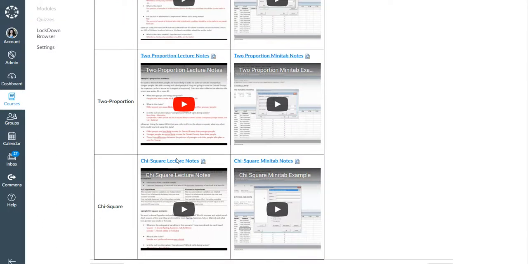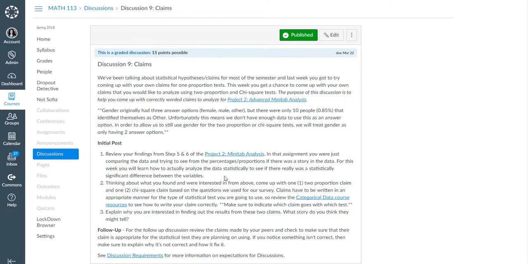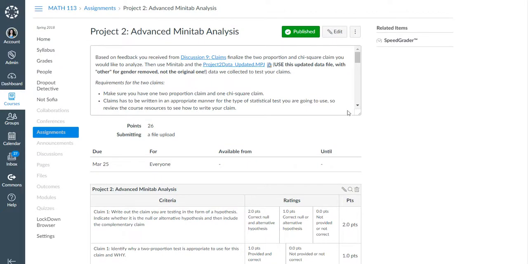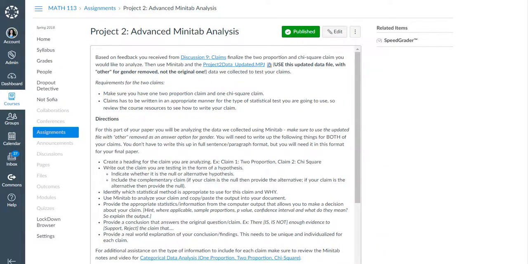So for writing the claims, you're going to want to look at the two proportion lecture notes and the chi-square lecture notes. That's what's going to help you write these claims. Then by writing claims and getting feedback, you're going to have your claims. So you're going to be good. You're going to feel confident that you've got the right claims.